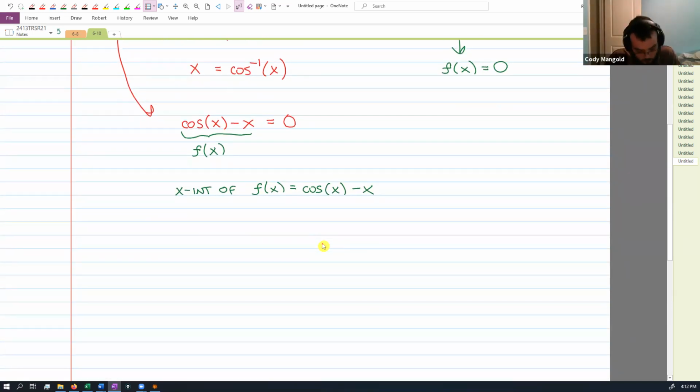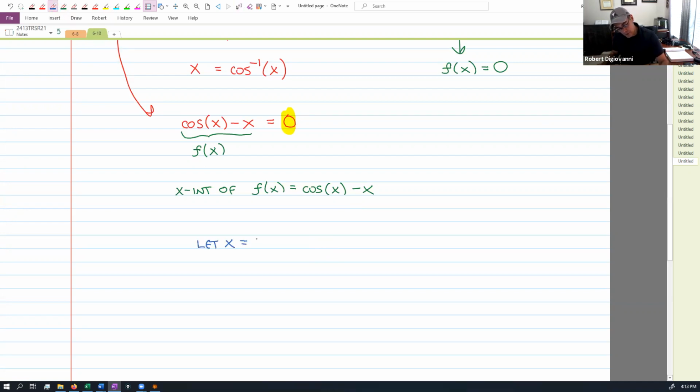Okay. So, my x-intercepts. Here's kind of an approach I can use. I'm going to make a guess as to the answer. I'm going to make a complete guess out of the blue right now as to what I can plug into this that will spit out the answer 0. So here's my first guess. Let x be 0.